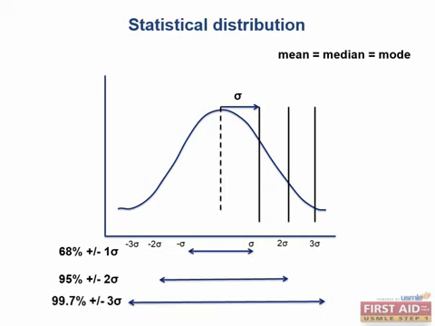As shown in this diagram, for normally distributed data, 68% of the data falls within one standard deviation of the mean, 95% of the data falls within two standard deviations of the mean, and 99.7% of the data falls within three standard deviations of the mean.